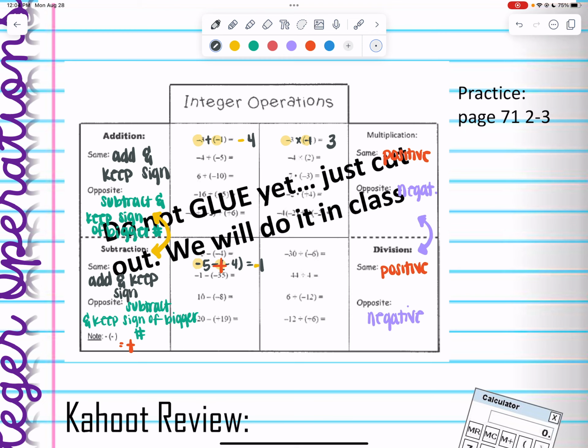All right, down below in the bottom right, I have division, and so division is going to be negative 30 divided by negative 6. Same signs are going to be positive, and then 30 divided by 6 is going to give me 5. I do not need to write the positive sign. All right, I want you guys to finish these things out and then check in the next video.